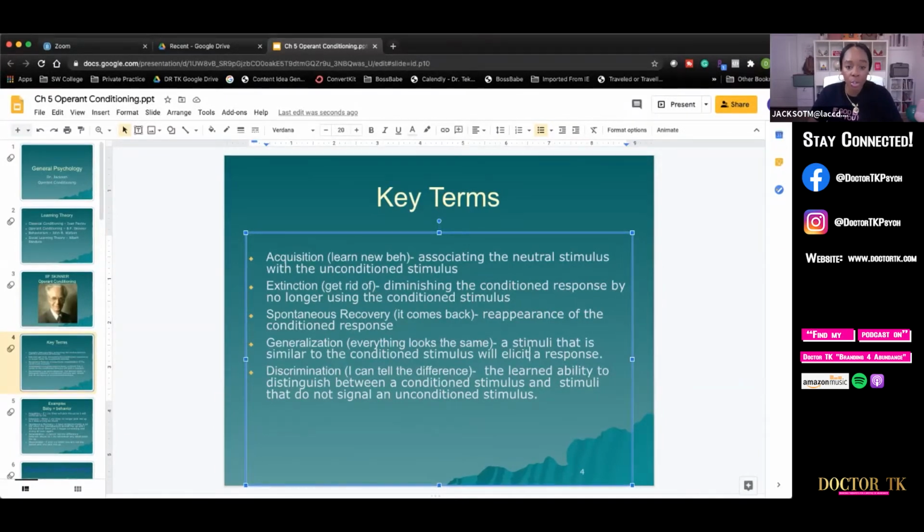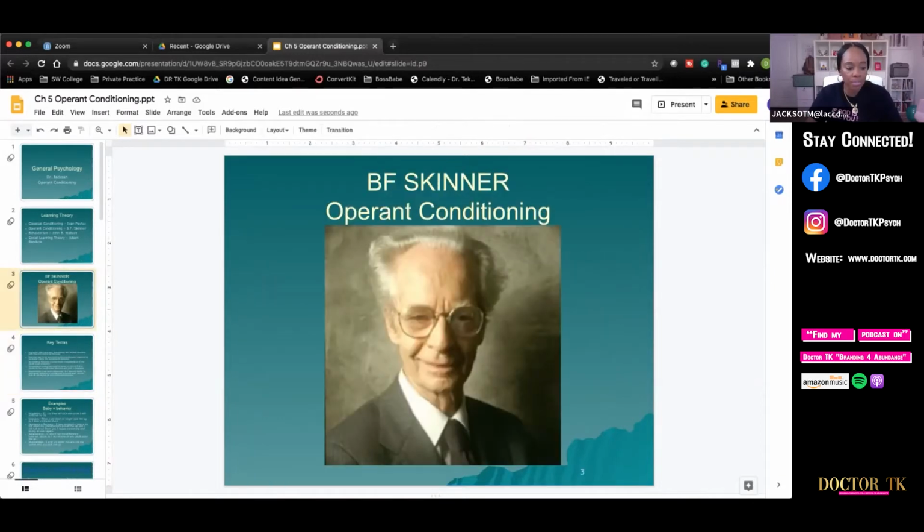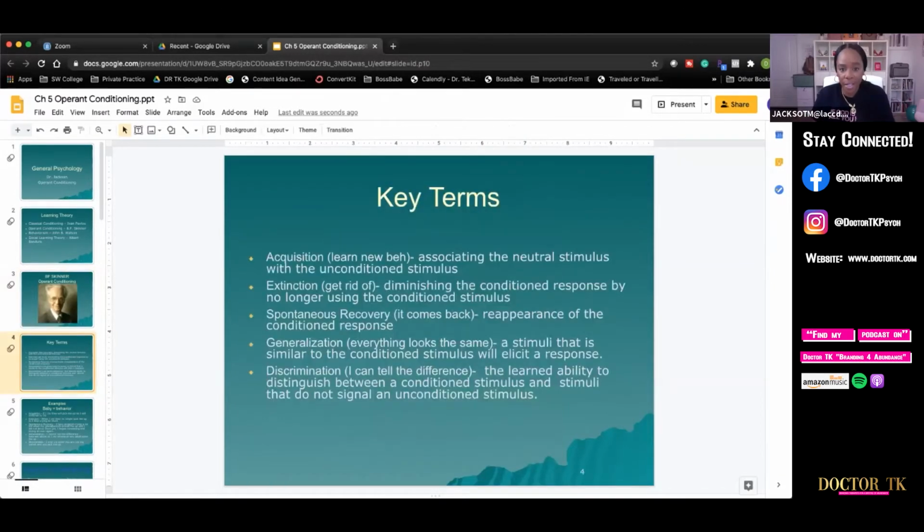And so what I've done as a shortcut is I'm going to go over them, but I put the regular meaning into parentheses. So when we talk about acquisition, you're learning a new behavior. Acquisition is you're learning a new behavior. So acquisition is associating the neutral stimulus with an unconditioned stimulus, just like we did with the music and the bell, right? Extinction, when we're talking about learned behaviors, because all of this has to do with learned behaviors, extinction is we're getting rid of something.